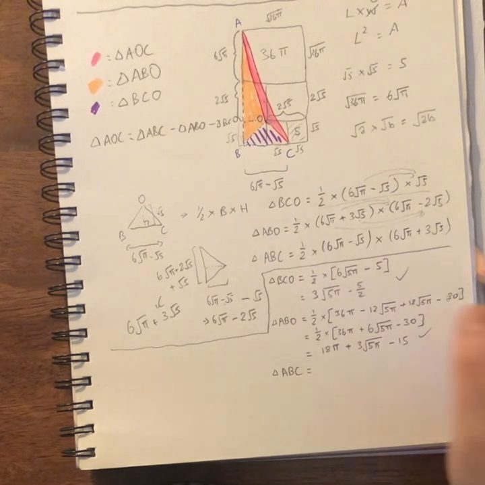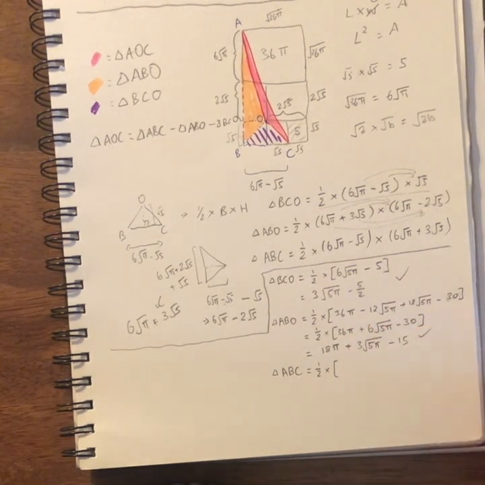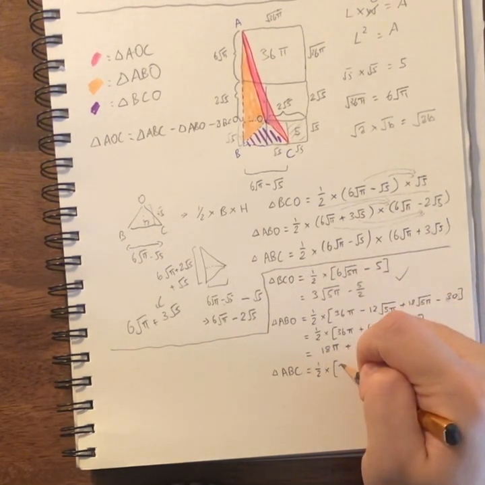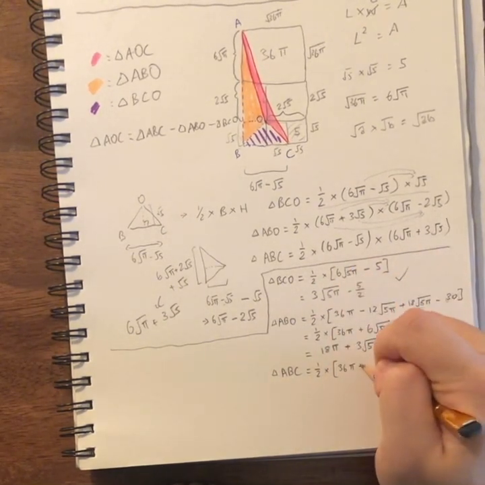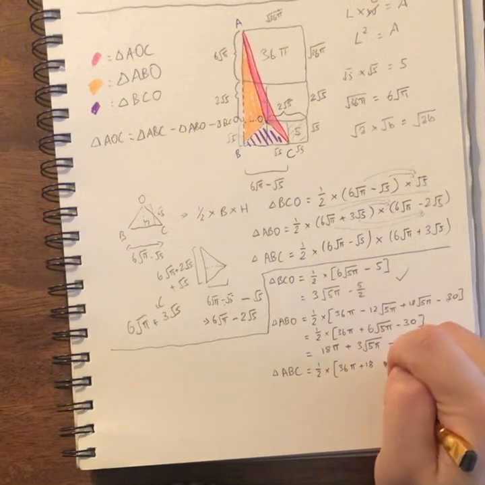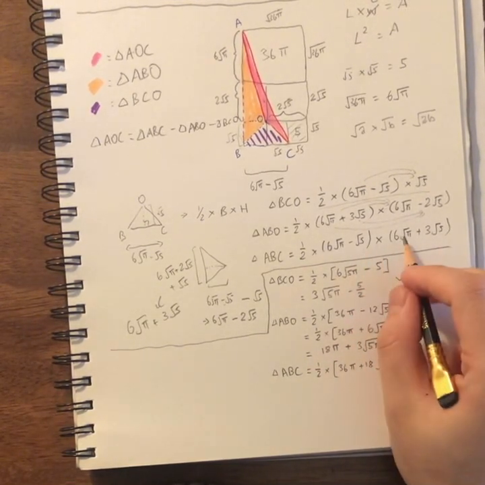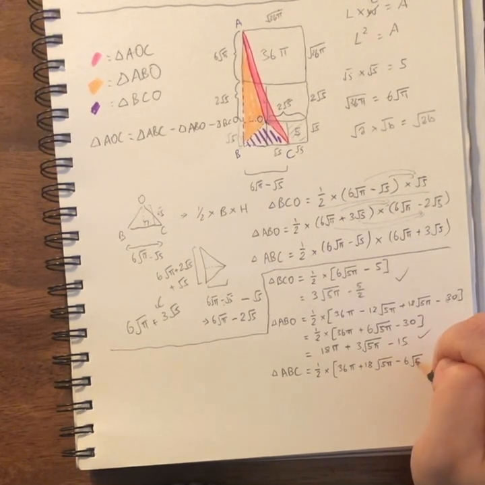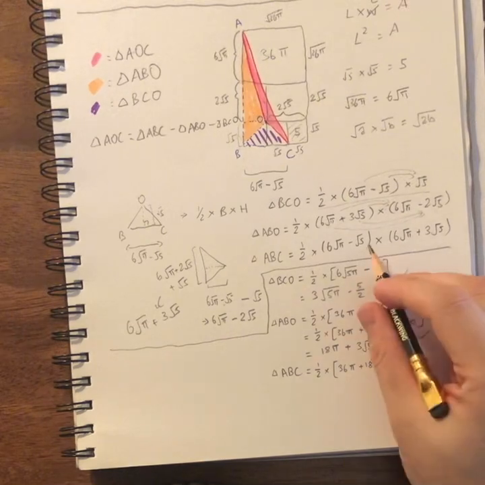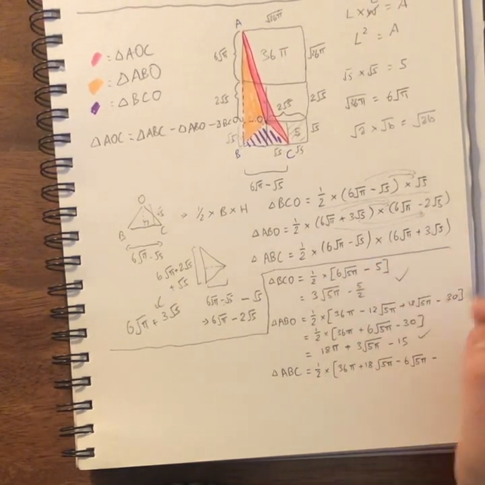And then now finally, triangle ABC. Same thing, I guess, because we're just doing the binomial expansion over here. So I've got half times, let's open it up. 6 pi is 36 pi. And then plus 18 root 5 pi. Take, well, we did that just now, 6 root 5 pi. And then minus 3 times 5 is 15.